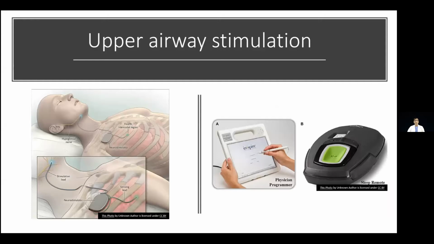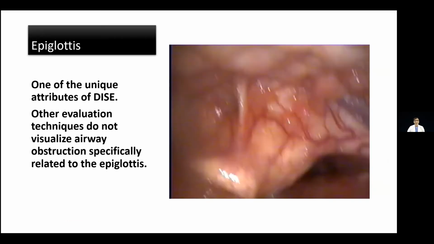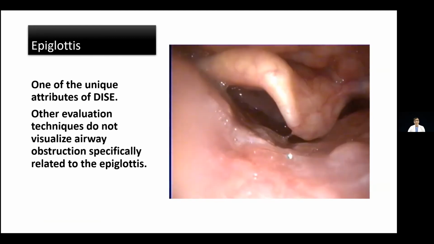So we are all hoping that upper airway stimulation would shortly come to India, and this could be a game changer for us. It has been around in the West for about 7 years now, and lots of studies have come out, but this is not the holy grail. There are lots of problems with this as well, but there is a specific set of patients who would benefit from upper airway stimulation. Epiglottis is one of the unique attributes of drug-induced sleep endoscopy.